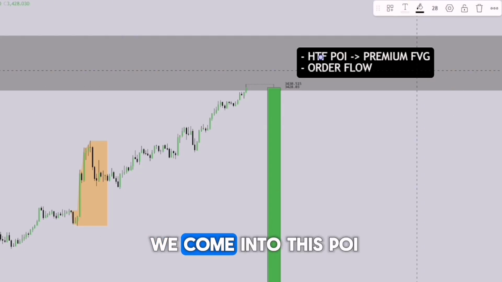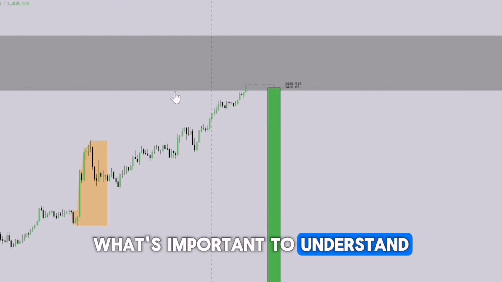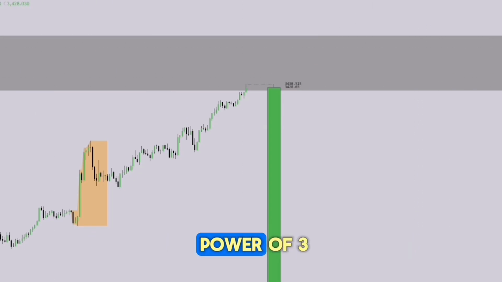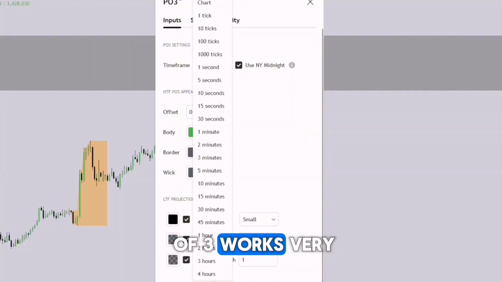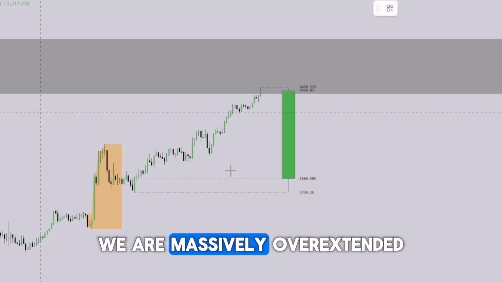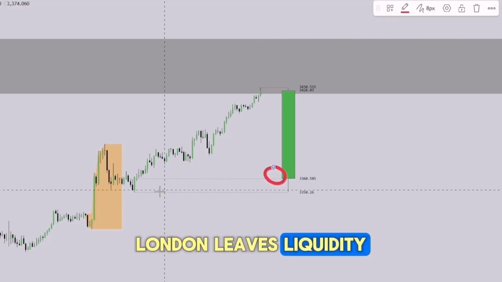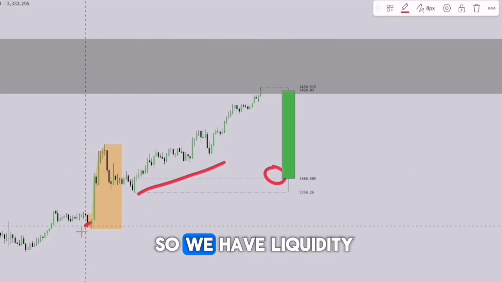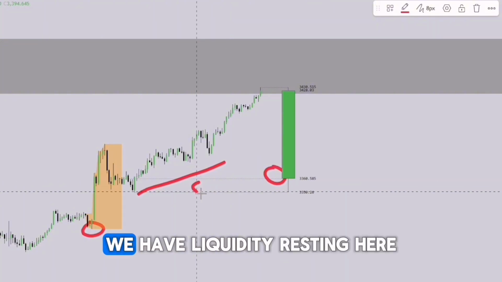And so now that we come into this POI, what's important to understand again is the daily power of 3. The daily power of 3 works very similar to the weekly power of 3. So you can see here on the daily time frame, we are massively overextended. London leaves liquidity, Asian range leaves liquidity. So we have liquidity resting here, we have liquidity resting here.